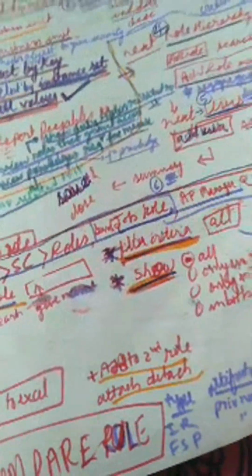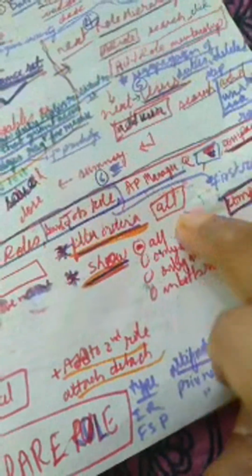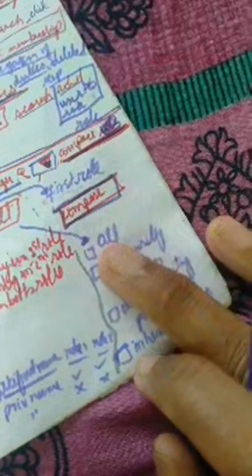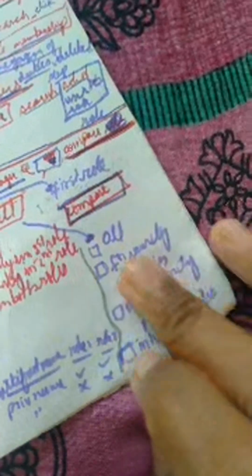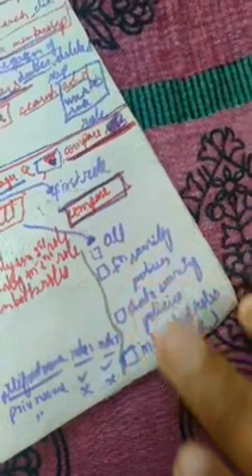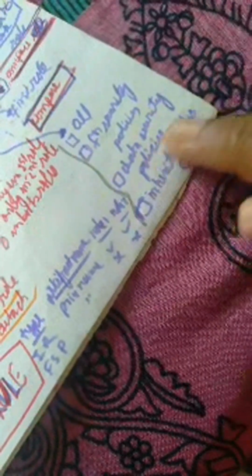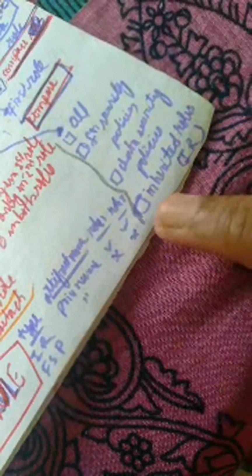Here we have four filtering criteria: either all, or functional security policies, or data security policies, or inherited roles. So I can compare two roles based on these filter criteria, either all of these options, or FSPs, or DSPs, that is functional security policies or data security policies, or inherited roles.